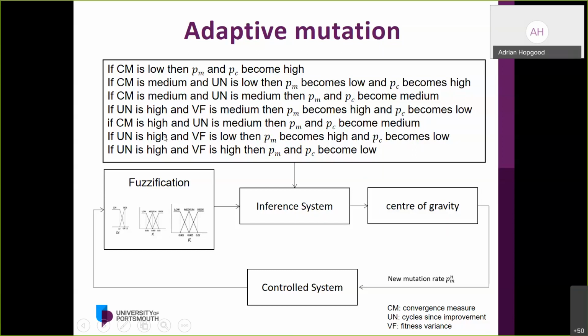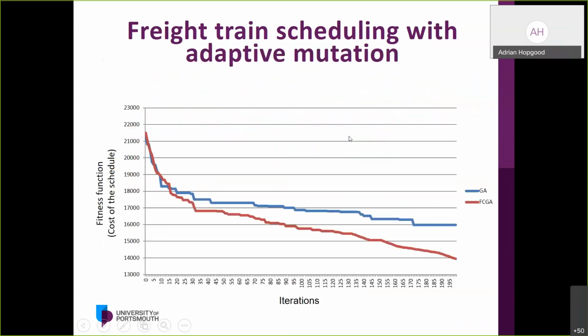Conversely, if it's converging too quickly, then we can slow it down. So adjusting those to compensate, if you like, for those problems I mentioned earlier of premature convergence and stalled evolution. So that's adaptive mutation in real time, tweaking the parameters of the genetic algorithm, and the results are quite impressive.